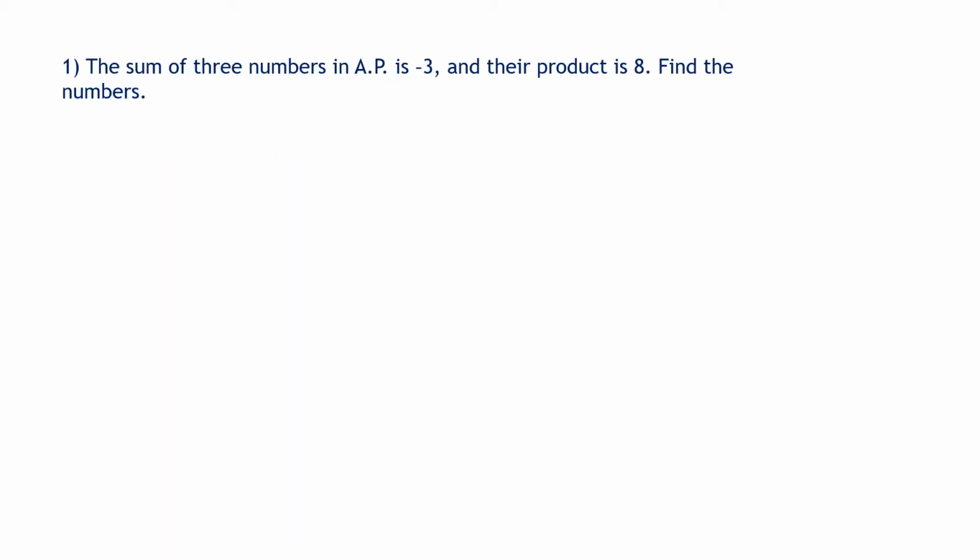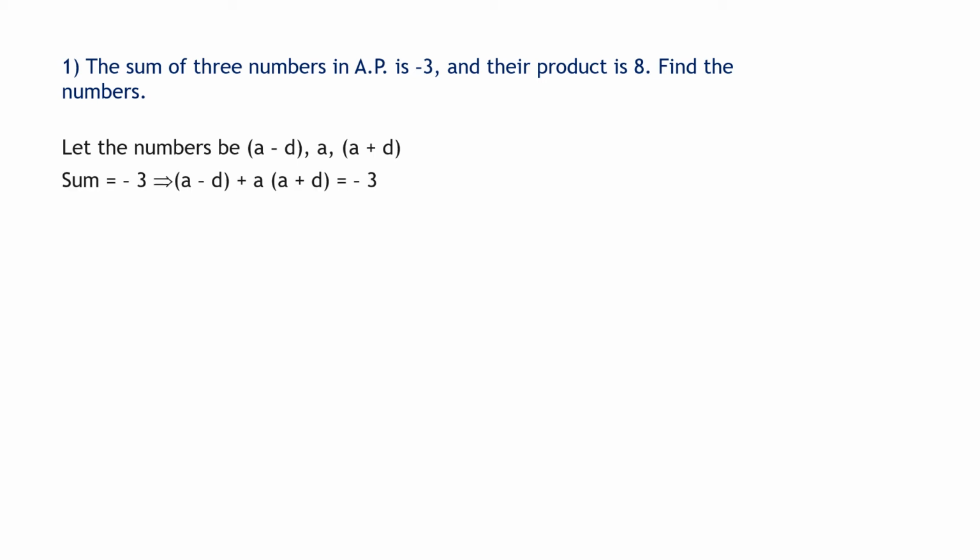So now we'll start with the sum. The sum of three terms in an AP is minus 3 and their product is minus 8. Now there are three terms here. So what will you assume? Yes, you have to assume A minus D, A and A plus D. So taking their sum, the minus D and the plus D cancel, you get 3A equal to minus 3 or A equal to minus 1. So we have found the middle term.